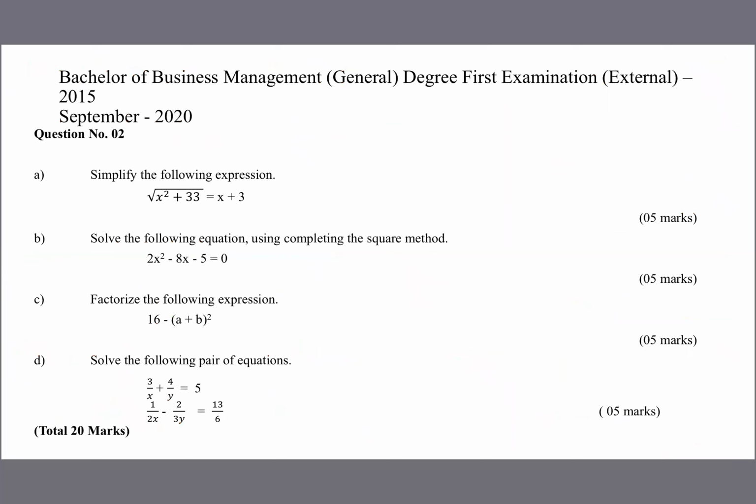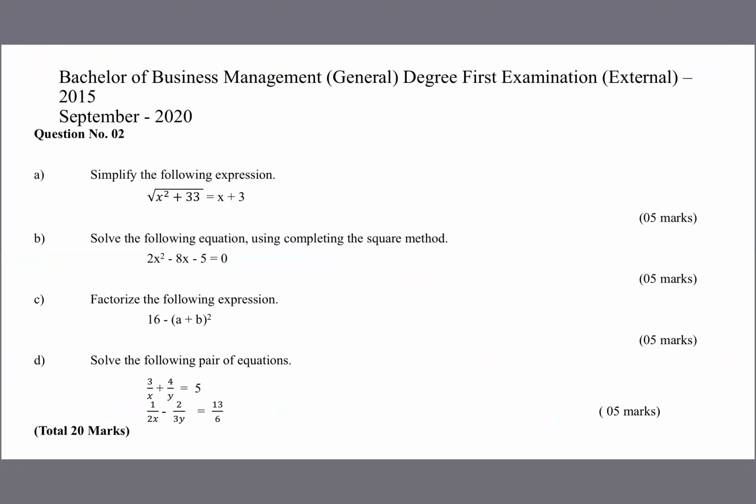And next one, what is the next question? Yes, part C. So it is also a very easy question. Again, factorize. Factorize the following expression. Yes, the expression is 16 minus (a plus b) squared, no? Yes.